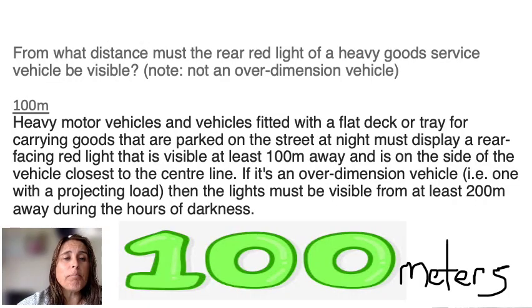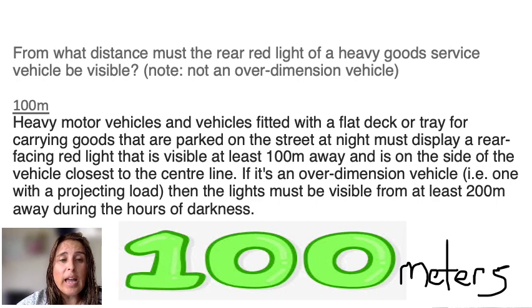From what distance must the rear red light of a heavy goods service vehicle be visible? Note, not an over-dimensioned vehicle. 100 meters. So heavy motor vehicles and vehicles fitted with a flat deck or tray for carrying goods that are parked on the street at night must display a rear-facing red light that is visible for at least 100 meters away and is on the side of the vehicle closest to the center line, which means it's on your driver's side.